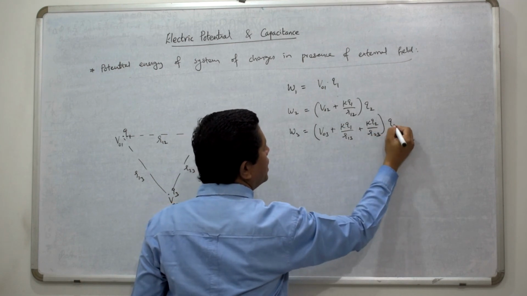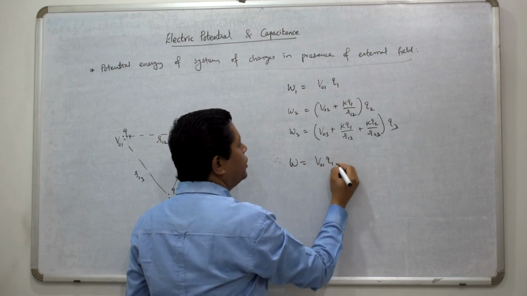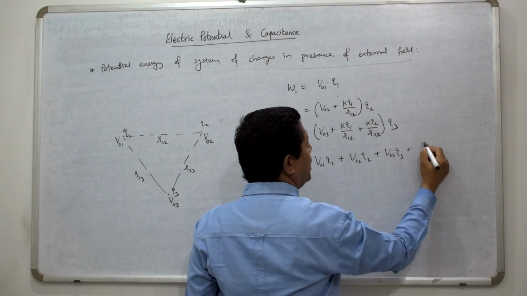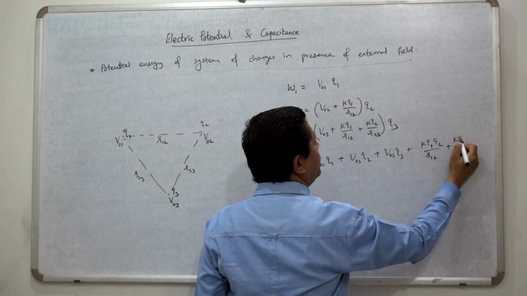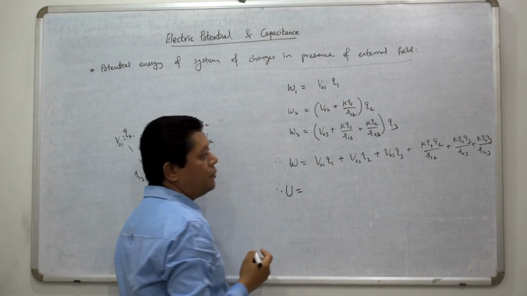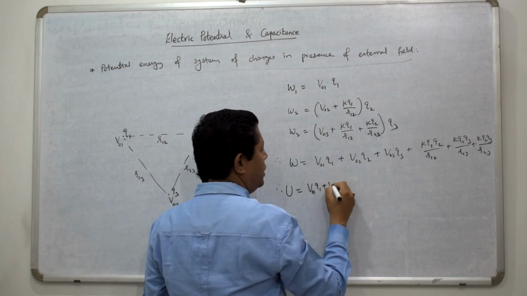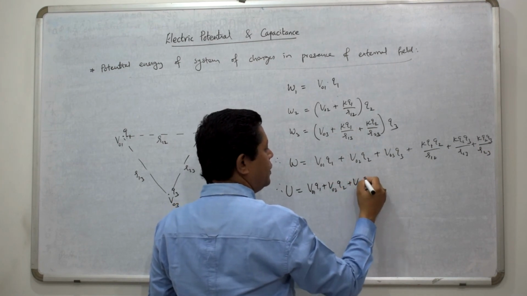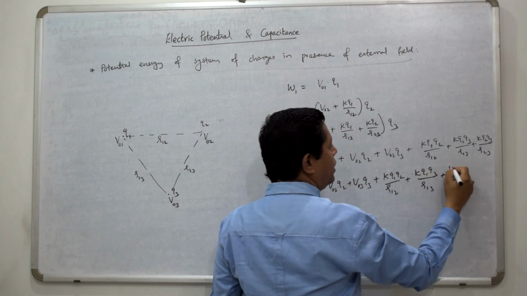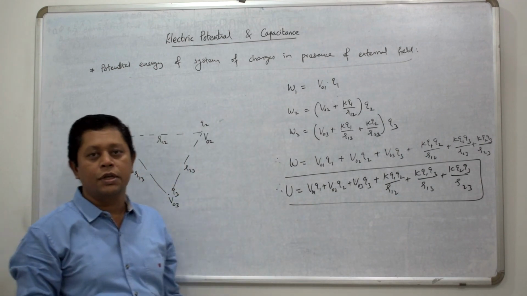In presence of this, if I bring charge Q3, the total work done to assemble this system is W equal to V01 Q1 plus V02 Q2 plus V03 Q3 plus KQ1Q2 by R12 plus KQ1Q3 by R13 plus KQ2Q3 by R23. So we can say the potential energy of the system has 3 more terms added compared to the absence of external field. Net potential energy is V01 Q1, V02 Q2, V03 Q3 plus KQ1Q2 by R12, KQ1Q3 by R13, KQ2Q3 by R23. This way, you can find the potential energy of the system in presence of an external electric field.